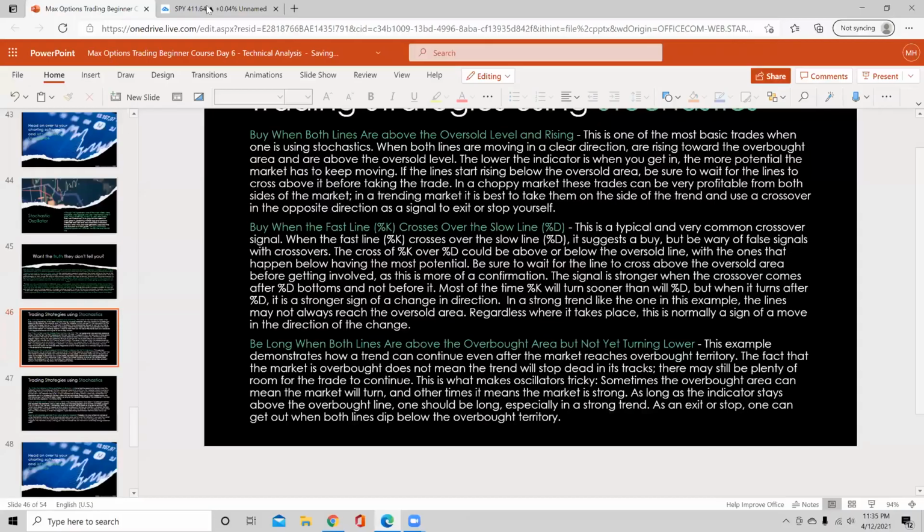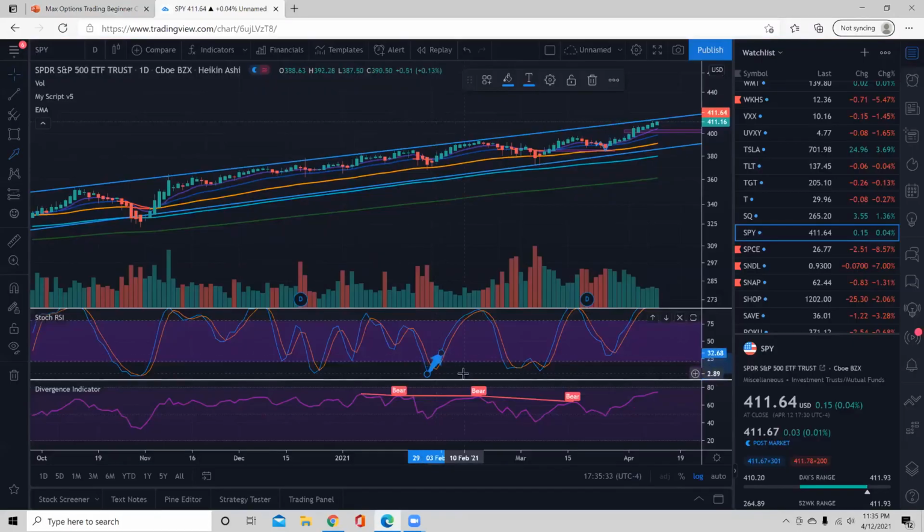You buy when the fast line crosses over the slow line. My fast line is blue. My slow line is orange. So you'll see here that when the fast line crosses back over the top of that slow line, you can make entry and ride it to the extreme of the top, which would have brought you from 376 to the top of about 393.